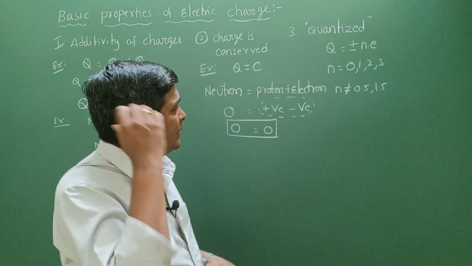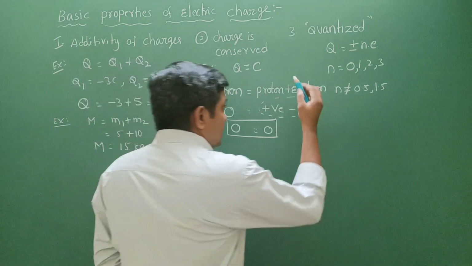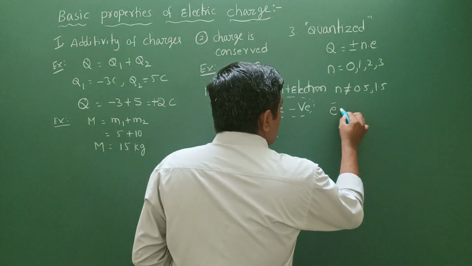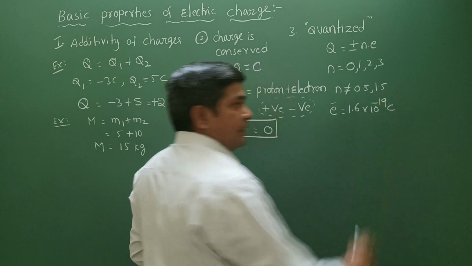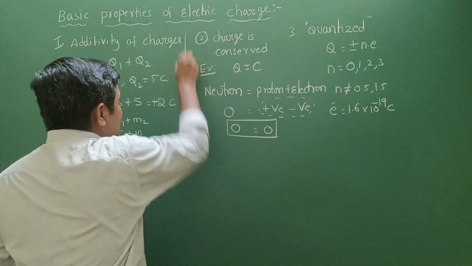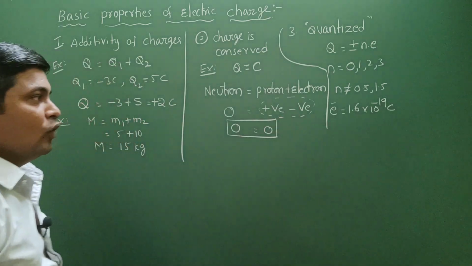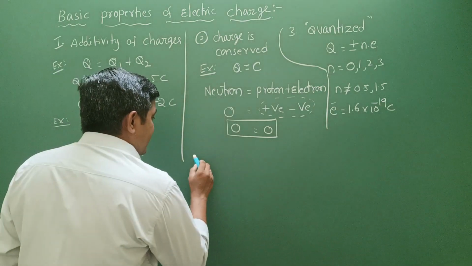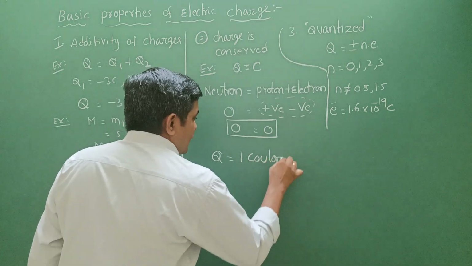Similarly, previously in the types of charges video we have already known what the charge of one electron is: 1.6 into 10 to the power of minus 19 coulomb, minus 19 coulomb. If that is the case, what you can remember is, if one electron has that much charge, then if you say q equals 1 coulomb, 1 coulomb.